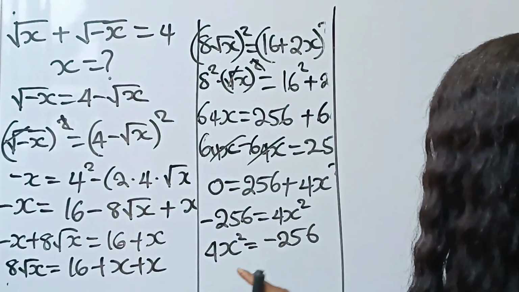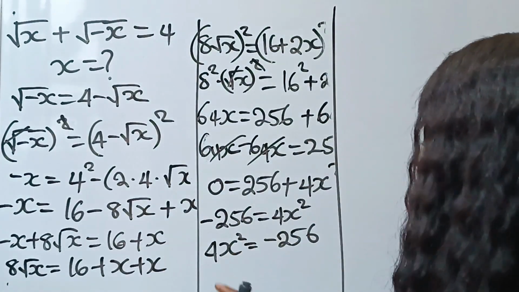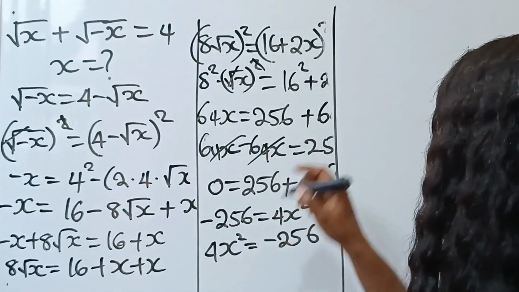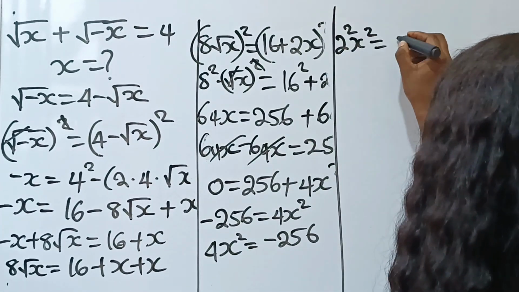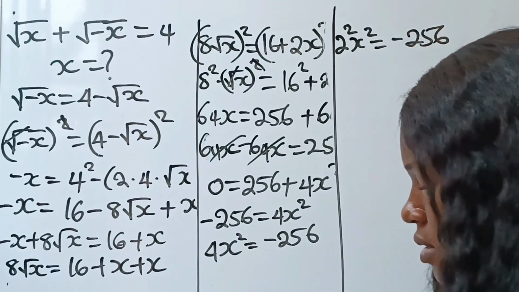So when you look at this now, we can express this as what? 4 can be expressed as 2 squared. Then we have x squared is equal to minus 256.